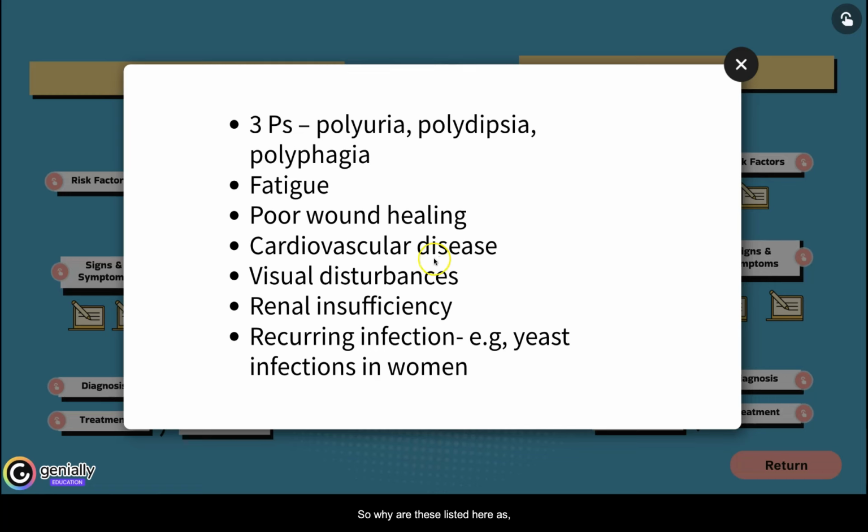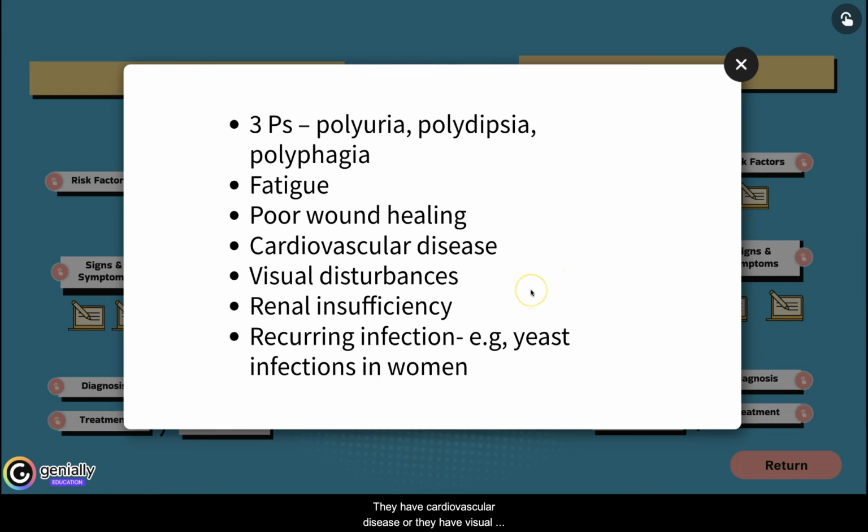So why are these listed here as signs and symptoms? Because remember, type 2 occurs later in life. Sometimes people don't realize they have diabetes, right? Something like poor wound healing happens, and then they're like, why isn't my wound healing? And then their blood glucose gets checked, right? Oh, you're type 2 diabetic, right? So it's already progressed to that level.